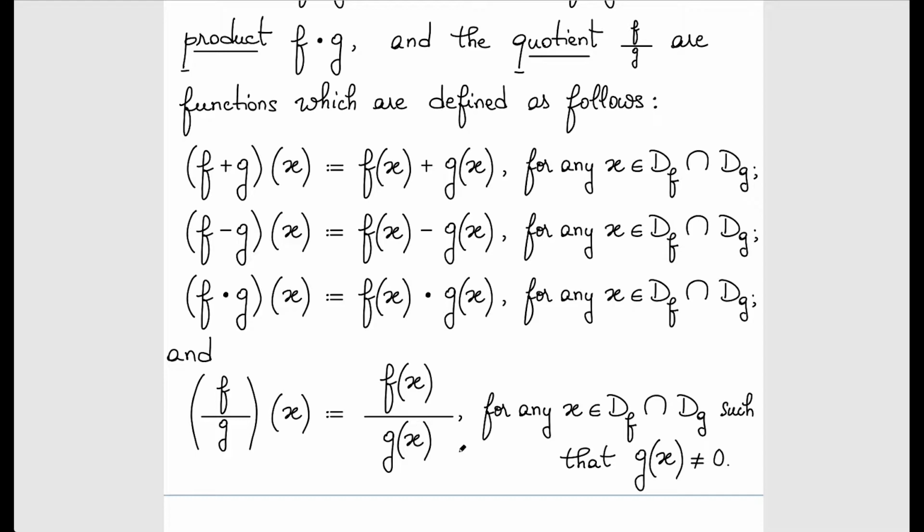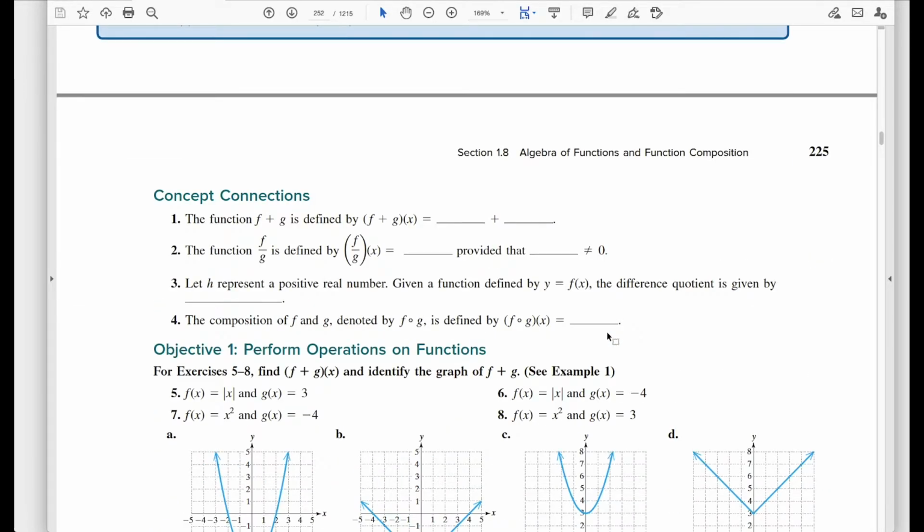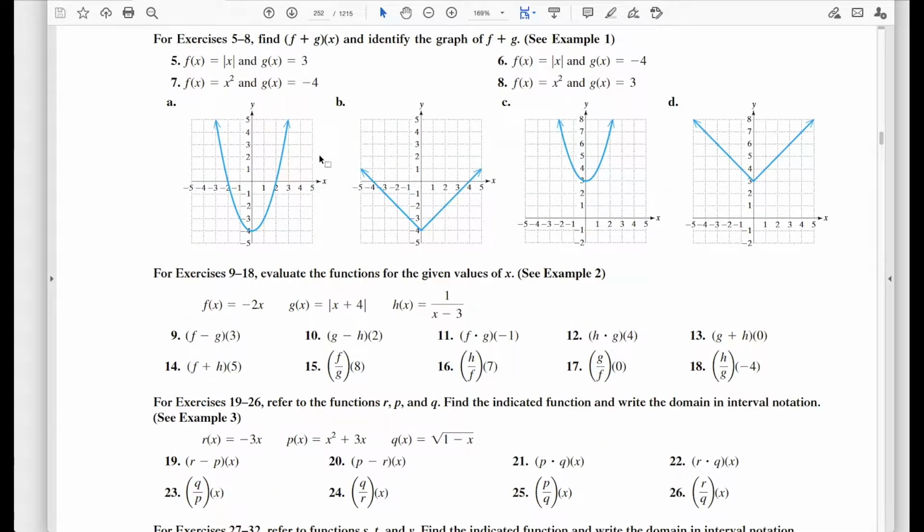Alright, so let's go to the book and start with some problems. This is section 1.8 on page 224. Let's start by one of these problems from 5 to 8. So we're gonna find the sum function of f and g are given in each problem, and identify the graph of f plus g. Let's say 8. The function f of x is x squared and g of x is 3. The question is, what's f plus g?